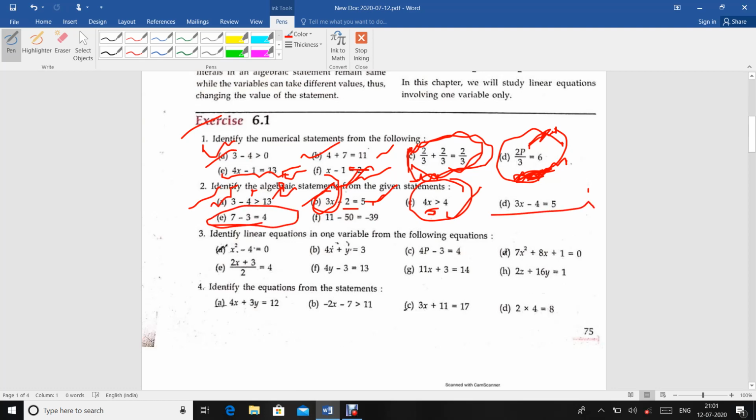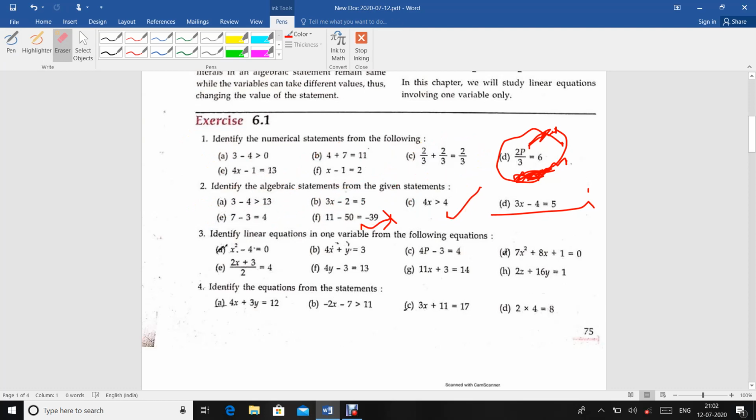7 minus 3 is equal to 4. Here no variable is present, so we can say that it is a numerical statement, not an algebraic statement. 11 minus 50 is equal to minus 39. This statement does not contain any variable or any literal, so we can say that it is not an algebraic statement. I hope you have cleared all these things, means you have understood what I taught you.